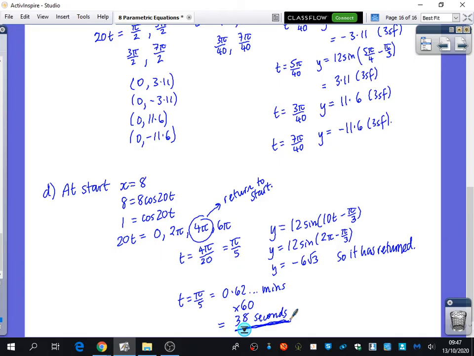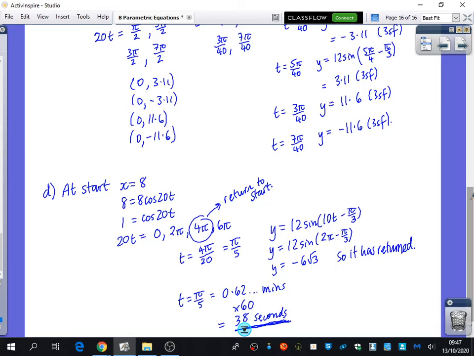So do we need to give the answer exactly? I don't know. I think if you said 0.62 minutes, that would be fine. But time is one of those things we don't ever really say to anyone like, oh, I'll be there in like 0.8 hours. We would always say it in the units that are more appropriate for people to understand.